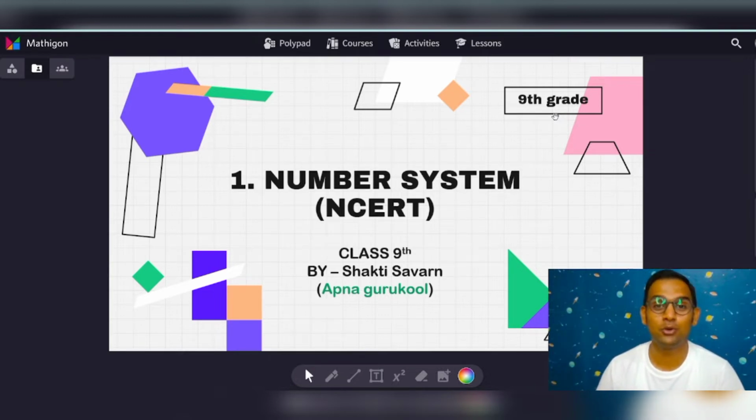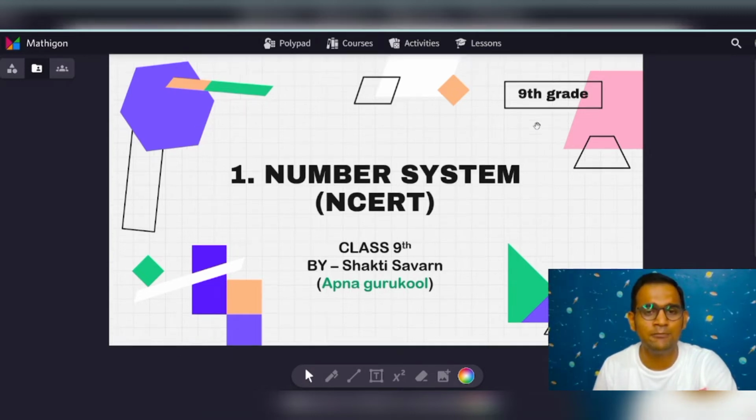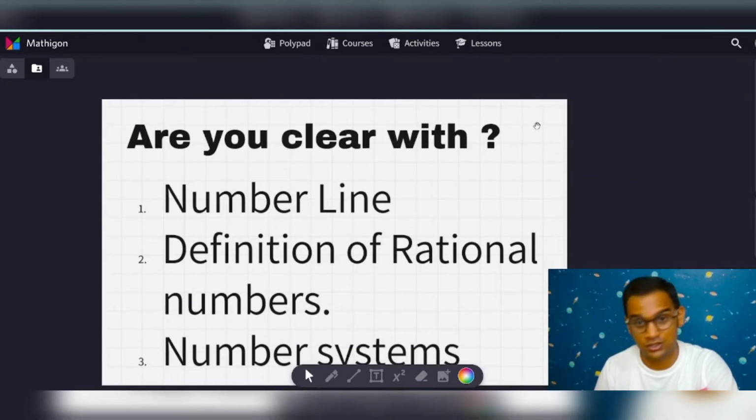We are discussing the number system chapter of class 9th NCERT. We have already dealt with the introduction of the chapter, where we covered a little about the definition of rational numbers and what we are going to cover in this particular chapter. So let's begin with what is required for this particular video.